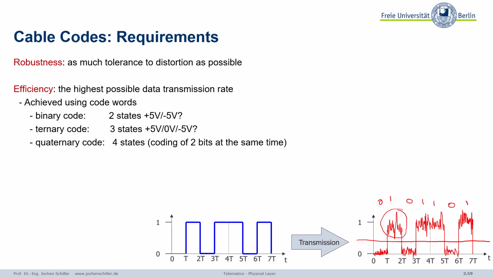If we have a cable code, it should not only be robust and efficient, and we will see different efficiencies, it should also allow synchronization. Because here on these examples, it looks nice. So, we assume somehow the receiver knows where T and 2T, etc. is. So the receiver knows where it can sample the signal. But how should the receiver know?